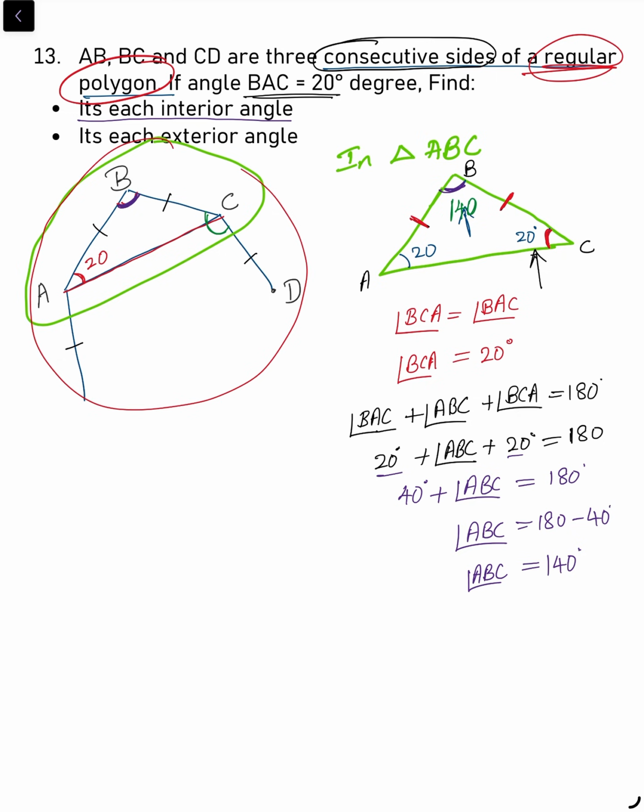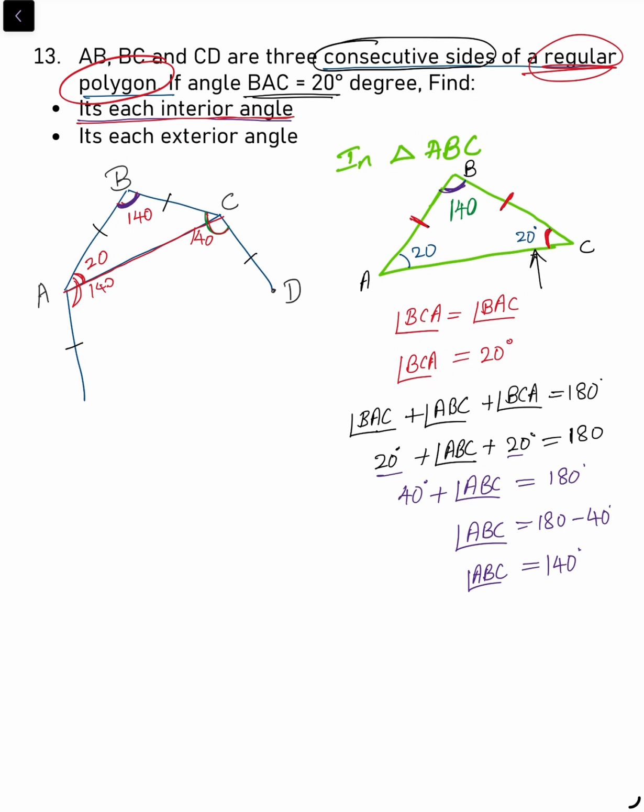What does it refer to? It is not only the angle of a triangle, it is also the angle of a regular polygon. So 140 is actually an interior angle of the polygon, and in a regular polygon, all the interior angles are equal. Therefore, the total angle at B is 140, and the total angle at C is also 140 in a regular polygon. So we found the regular polygon's interior angle. That is 140. Make a note of it.